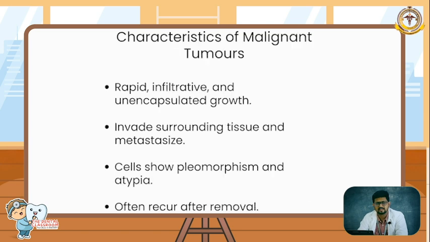Characteristics of malignant tumors: rapid increase in size, infiltrative and unencapsulated growth, which invades the surrounding tissues, and metastasis of the tumor is also possible. The cells show pleomorphism and atypia. Recurrence is more likely after removal of these malignant tumors.